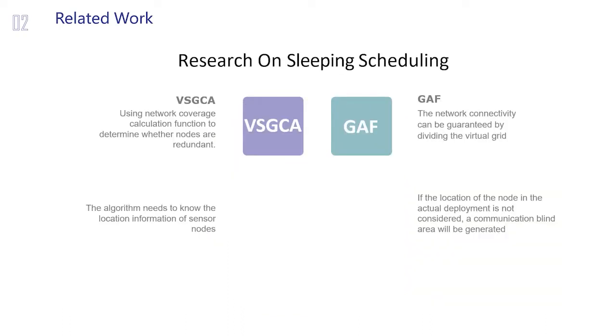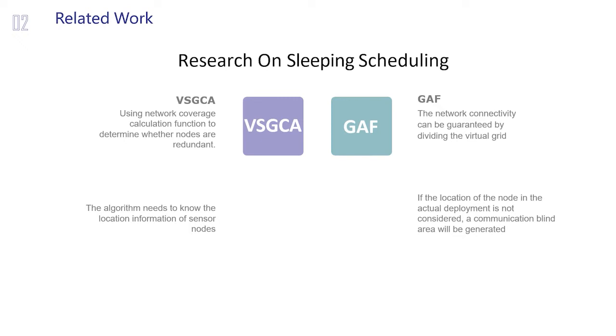The VSTCA algorithm is a sleep scheduling algorithm based on network coverage. It first divides the sensing area of nodes, and calculates the coverage rate of nodes through the coverage of other nodes. If other nodes can completely cover the sensing area of the node, it is considered a redundant node.